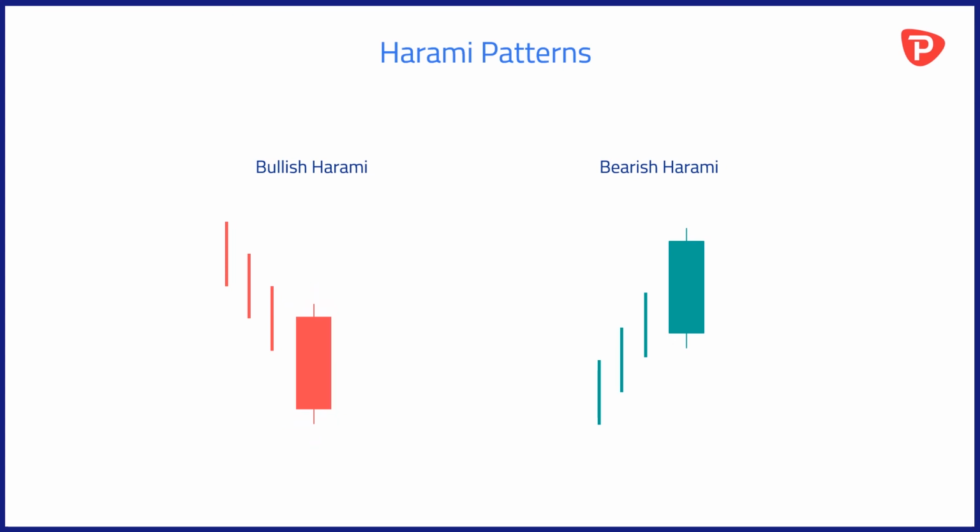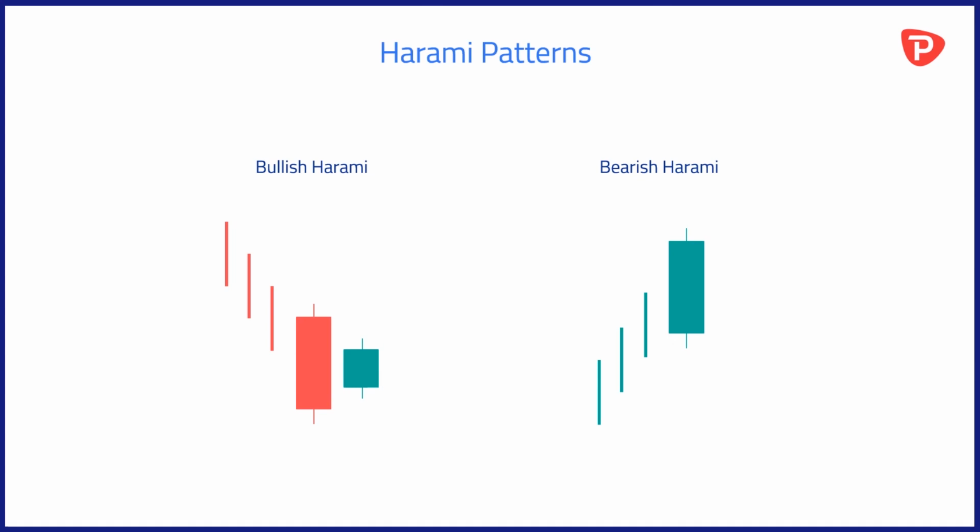The open of the next candle gaps up above the close of the bearish range candle and fails to make a new low for the period. The entire trading range of the second candle is contained within the body of the bearish range candle. A bearish Harami pattern forms after a series of bullish candles in an uptrend.